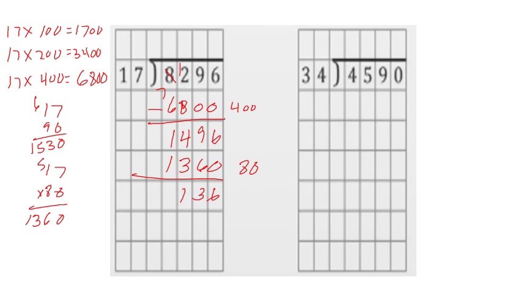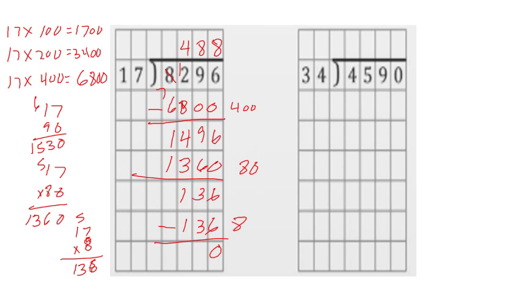Now 17 times, let's go with, we know 10 would be 170. So let's try 8. 8 times 7 would be 56. 8 times 1 is 8, and 3 is 13. 130. Oh, it should be 136. So we know that's a multiple of 8. 136. And we have remainder is 0. So we know that our quotient would be 488.